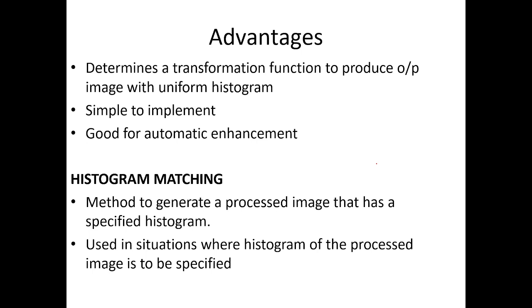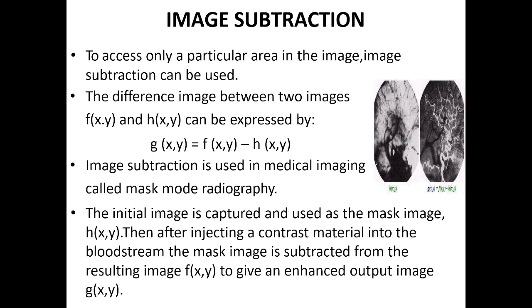Next comes histogram matching. This method generates a processed image that has a specified histogram, that is, a specified gray level in the image, matching and satisfying that gray level. This is generally done using image subtraction, which is the difference between the two image pixels, the histogram pixel value and the original image value.